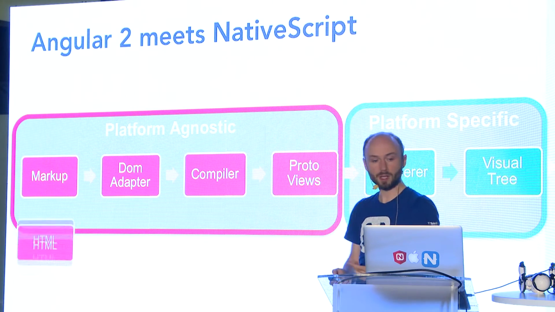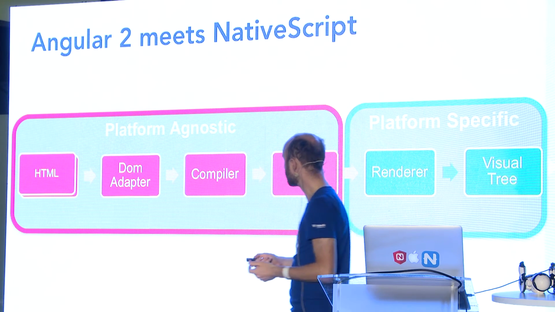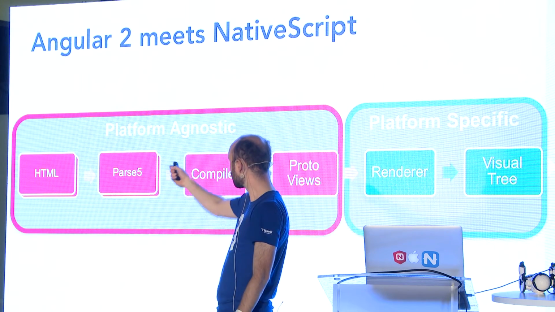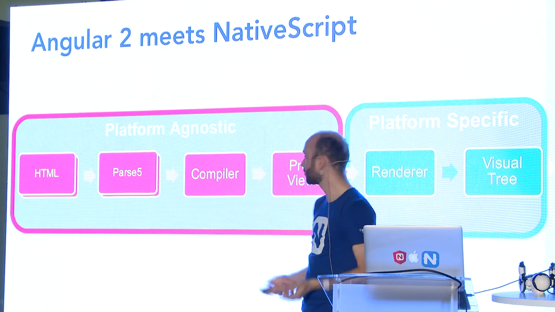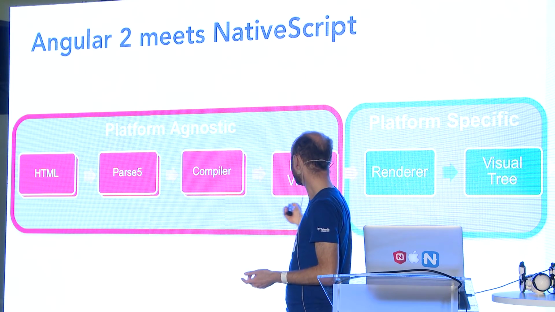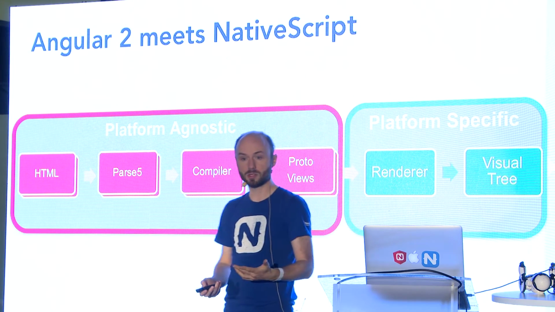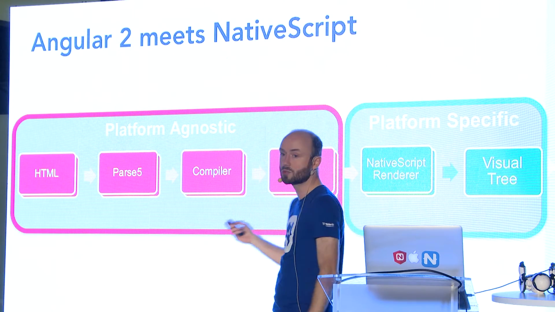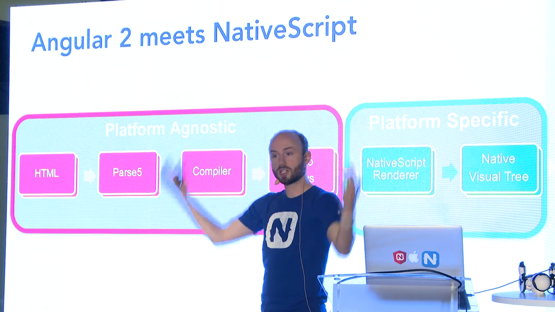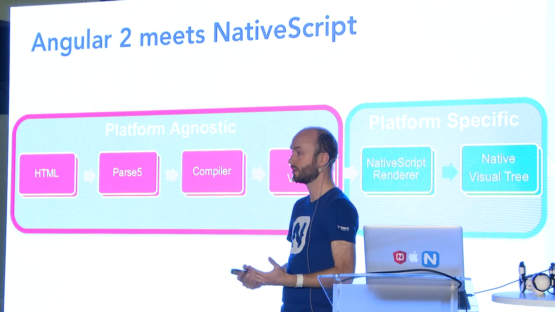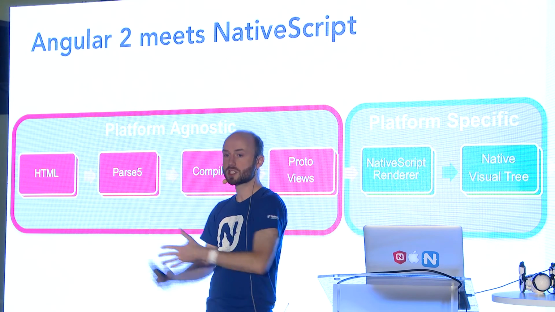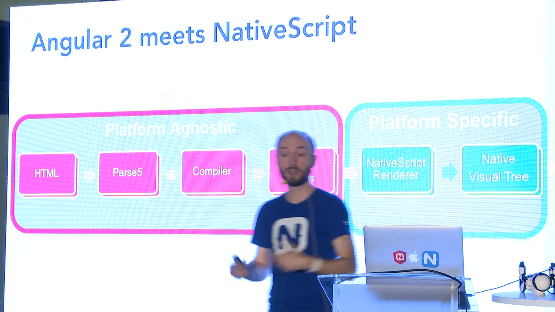So then we come with NativeScript, and we say, okay, we're going to use HTML as the markup, and then Parse5 is going to turn HTML into a node tree, and then we just use the standard compiler to give the standard proto views. And this was the easy part. The hard part was to actually implement the NativeScript renderer, which was generating the native UI. We already had the experience of how to do that for JavaScript. We just had to redo that for Angular, and we had it working.